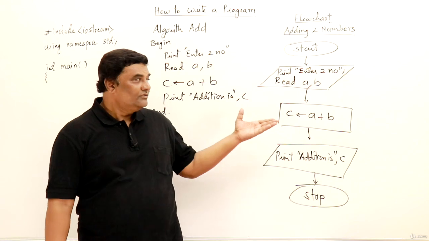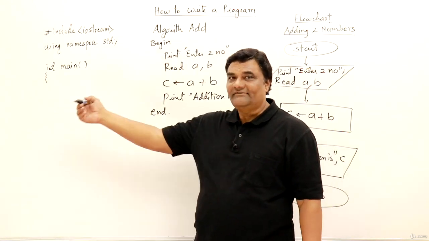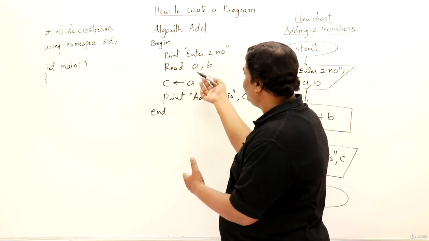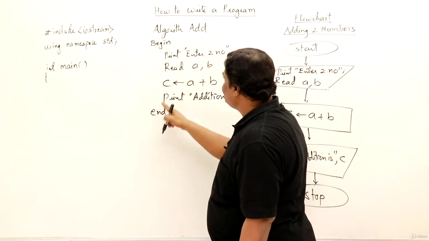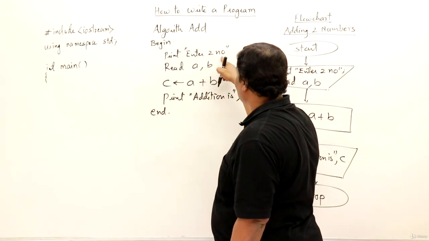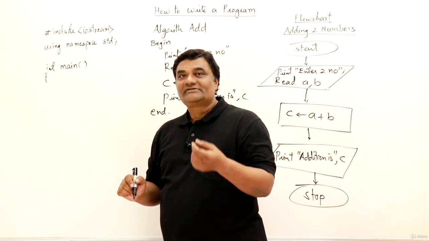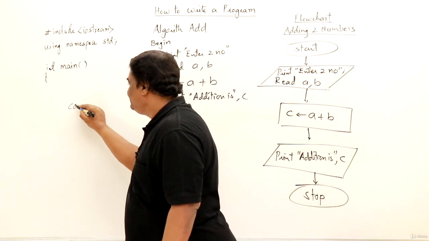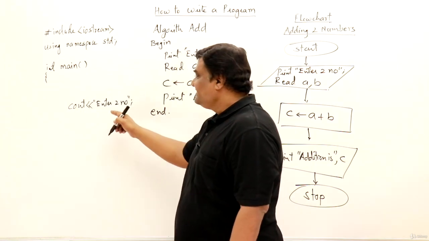Now what do I have to do? Here I have a flowchart, here I have an algorithm. These two things I have to convert. So let us read it. What are the things that I have to do? From the algorithm we'll convert it into a C++ program. See, begin. Inside this, first is print enter two numbers. How to print anything on the monitor? Cout, we know that. So here I will write cout enter two numbers. This will print this message on the screen.